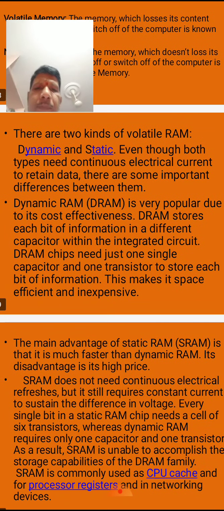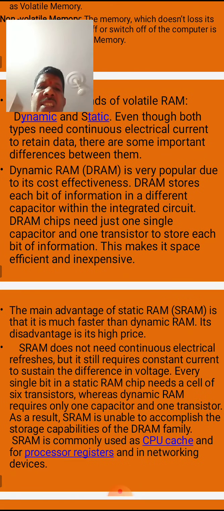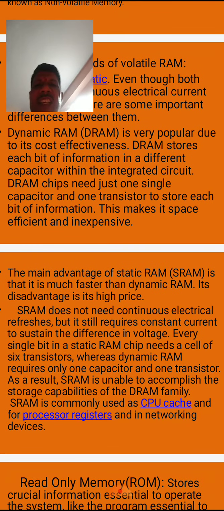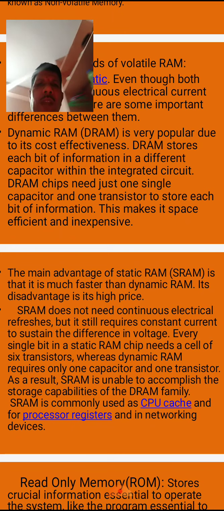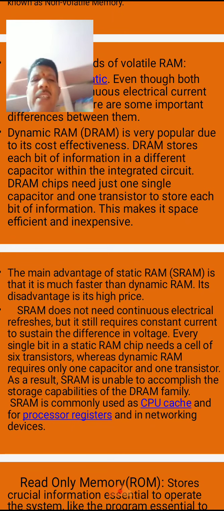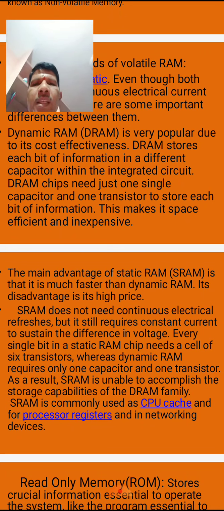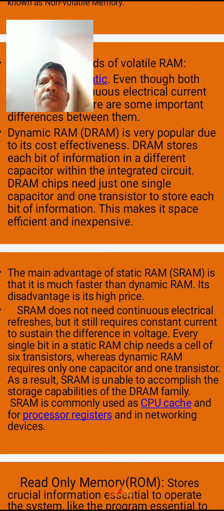Whereas static RAM is much faster than dynamic RAM. Its disadvantage is high price. Dynamic RAM is low price, static RAM is high price, and SRAM doesn't need continuous electrical refreshes. Dynamic RAM needs continuous electrical refreshes, but static RAM has no need. But it requires constant current to sustain the difference in voltage.